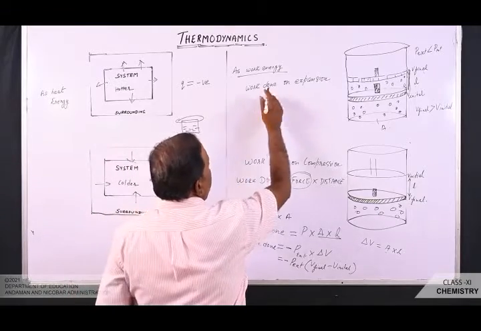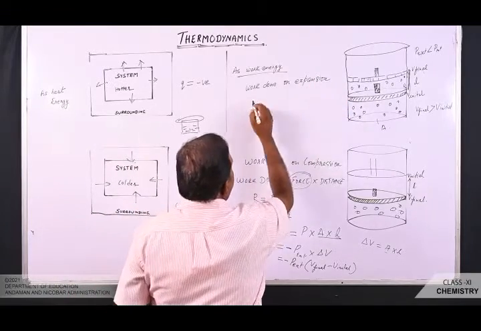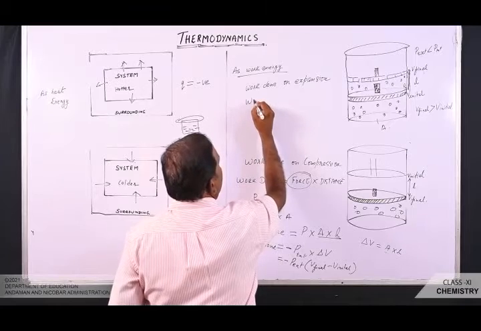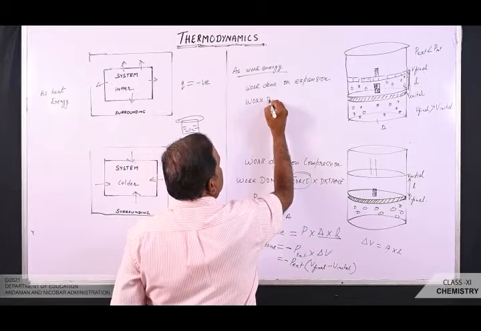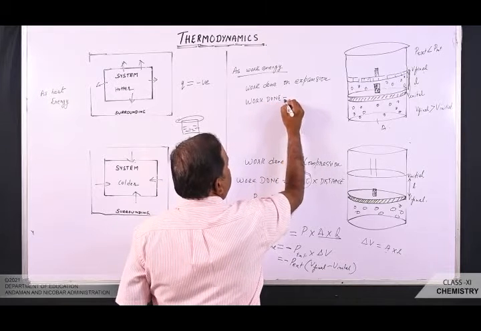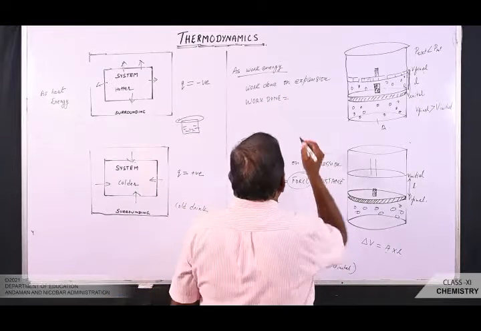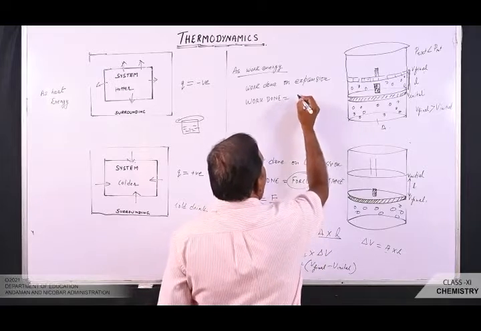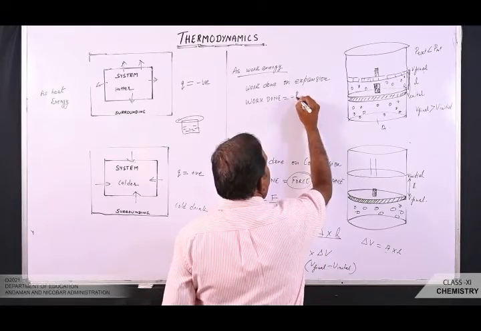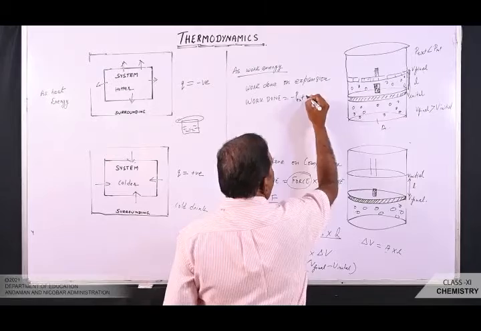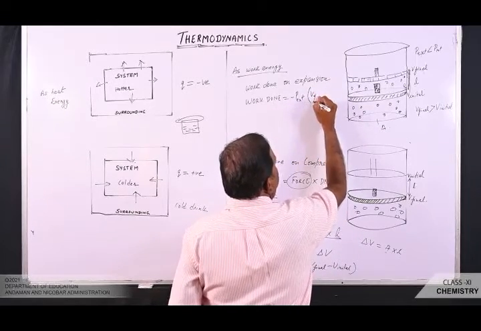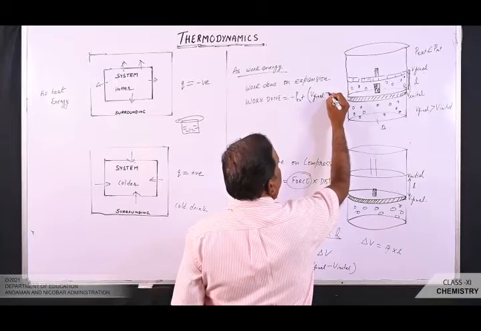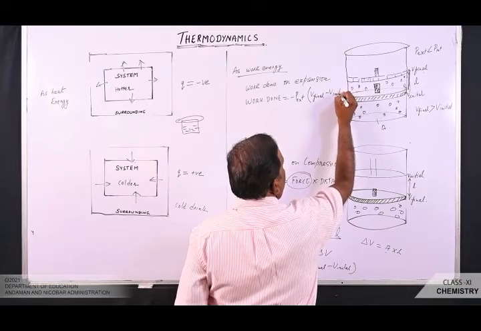Now here, work done on expansion. So work done is equal to minus P external into V final minus V initial.